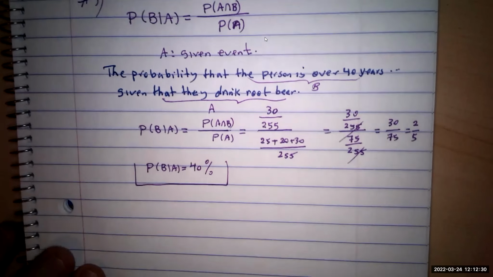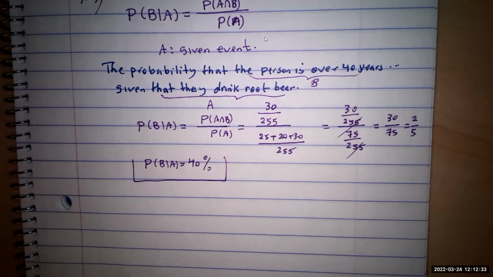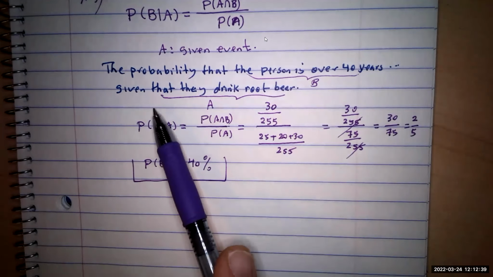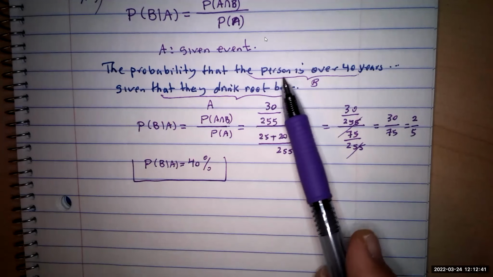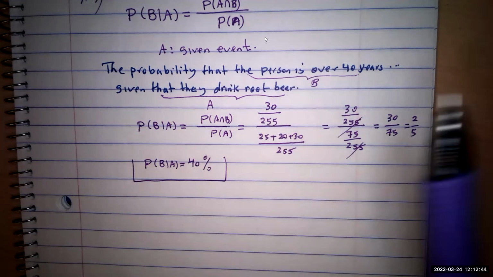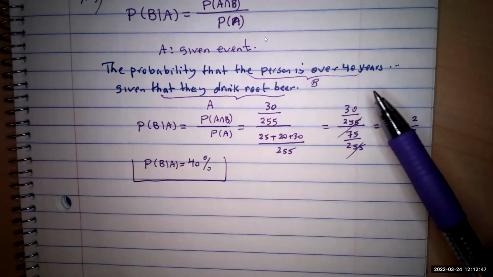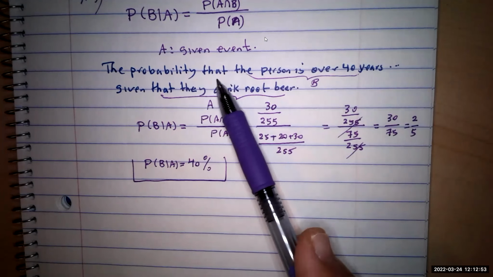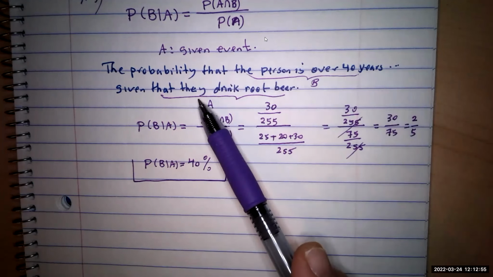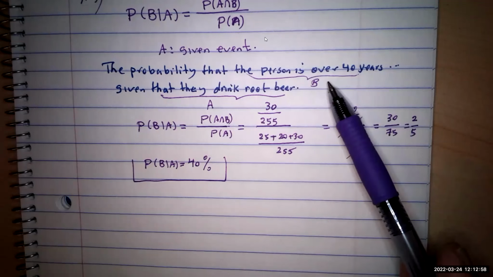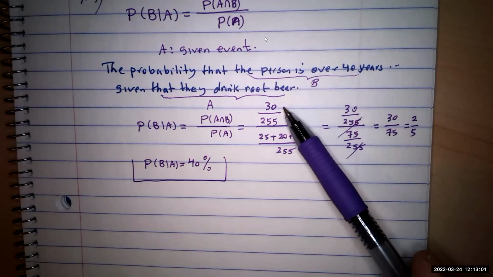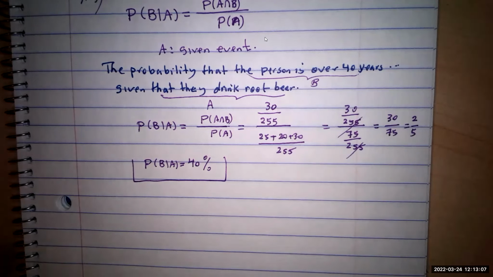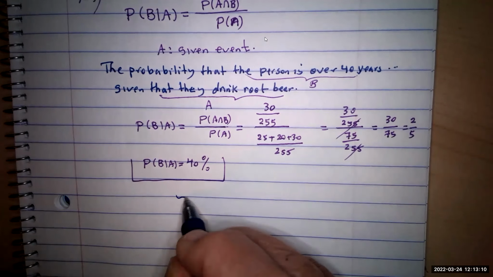It's an easy problem, but make sure to get the formula. Always identify the given probability as A, the leftover as B, so you don't have to switch your formula. You just use the same formula for all the problems. And when you want to put the top one, just check that the probability that the person is over 40 and drinking root beer, you put them together. You find the numbers from the table and just simplify it, and that gives you the final answer. Okay, that's number 3. Any question?